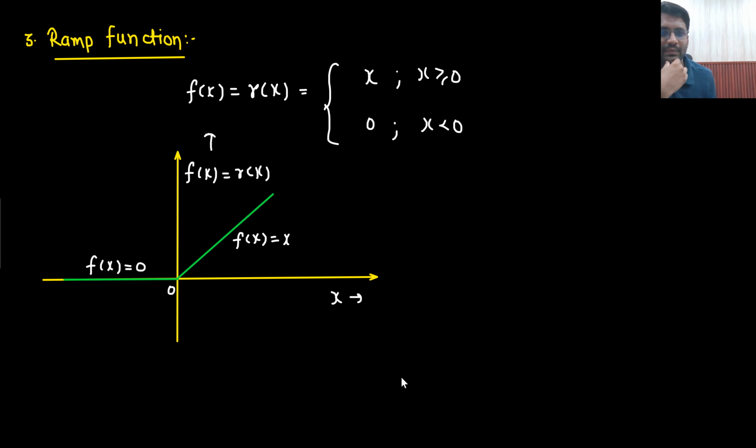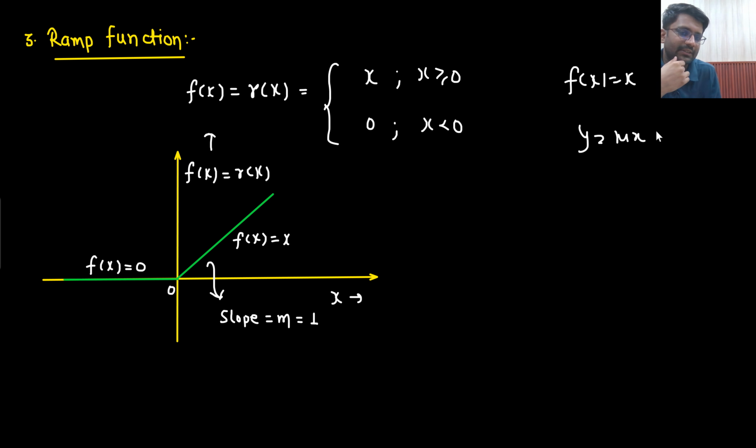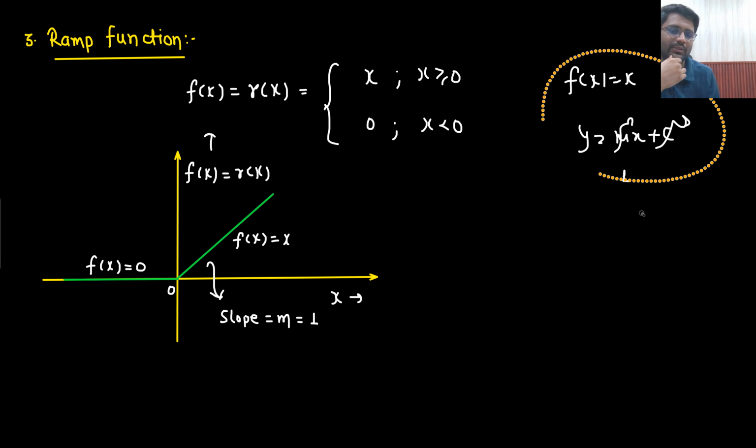Okay, this is the scenario. What is the slope here? I hope you know the basic meaning of slope. Slope is 1. What is the slope of the graph f(x) equals x? That is 1 only, no? y equals mx plus c. So c is 0. The m value is 1. So y equals x, and the slope is 1.